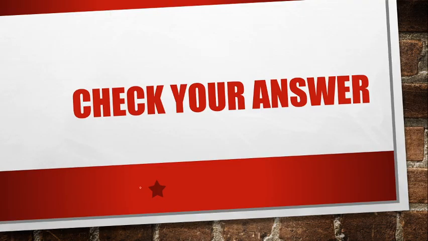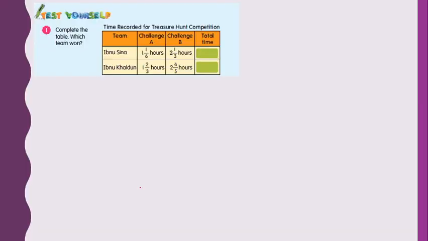Okay, alright, I assume you have already done your calculation. Okay, let's check the answer for the first one. Okay, complete the table, which team won. Okay, there are two teams, Ibn Sina and Ibn Khaldun. Okay, both of the teams completed challenge A and challenge B. So we want to find the total time, and we want to find who is the winner.